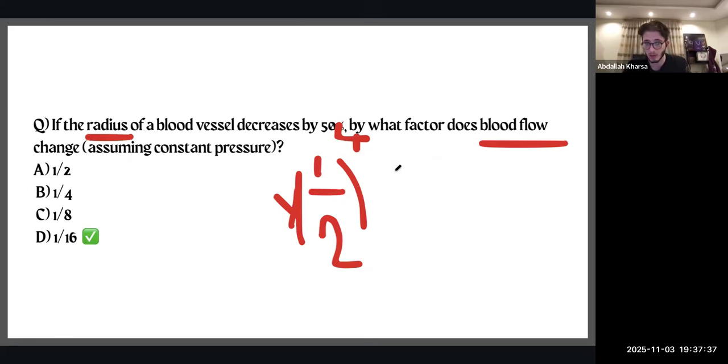Does anyone else want me to repeat this? Does anyone want me to repeat this?